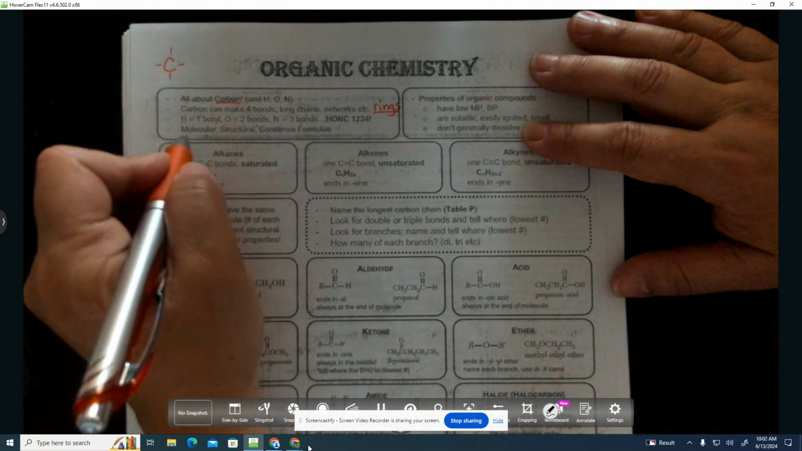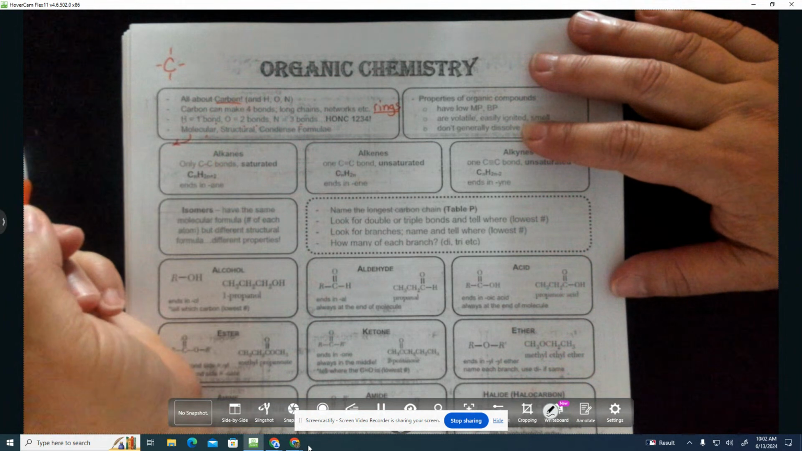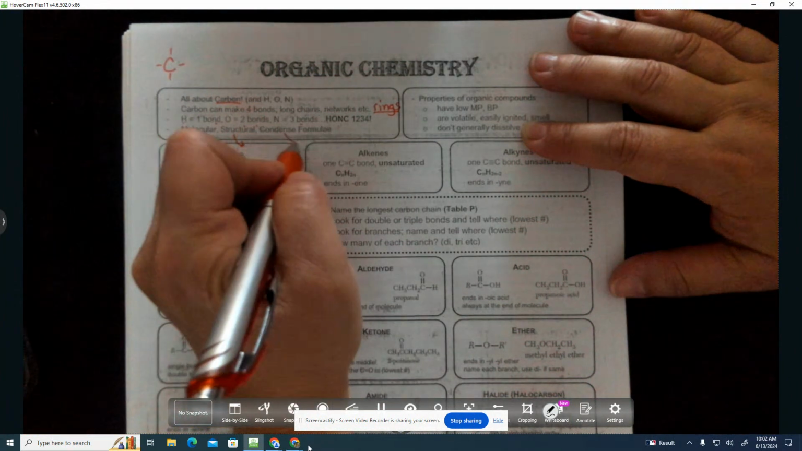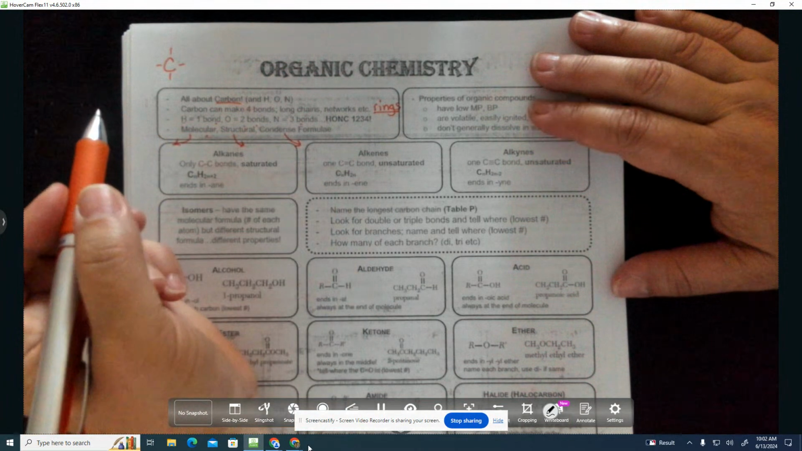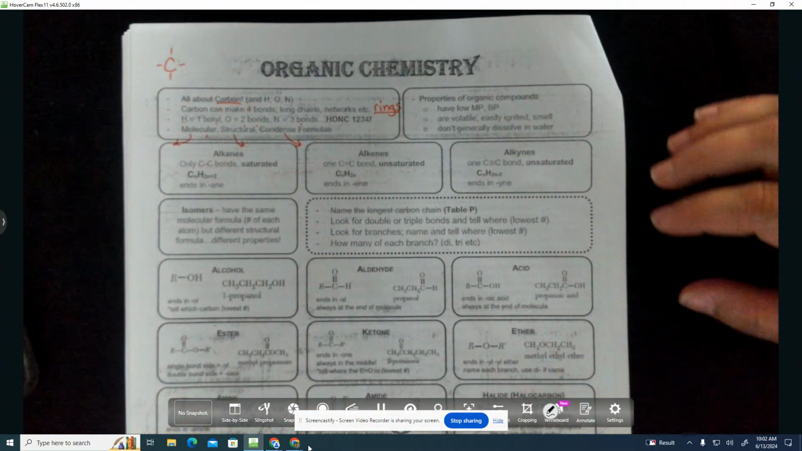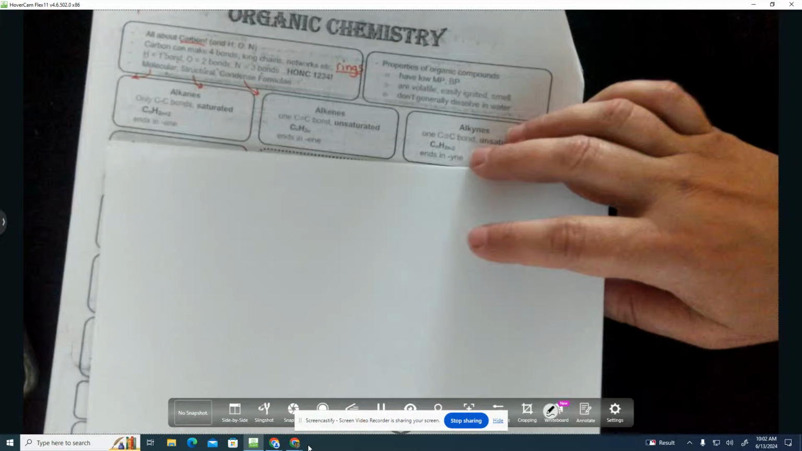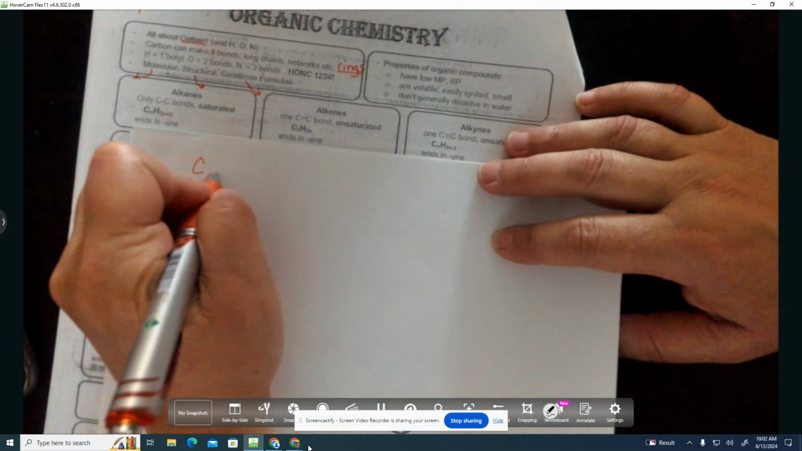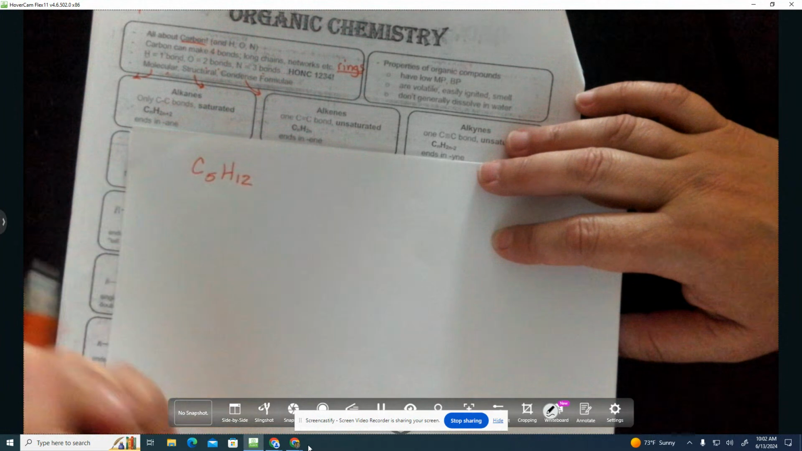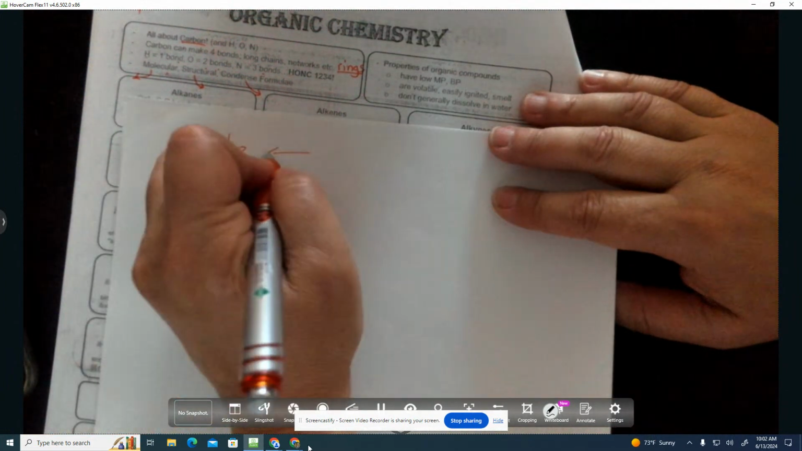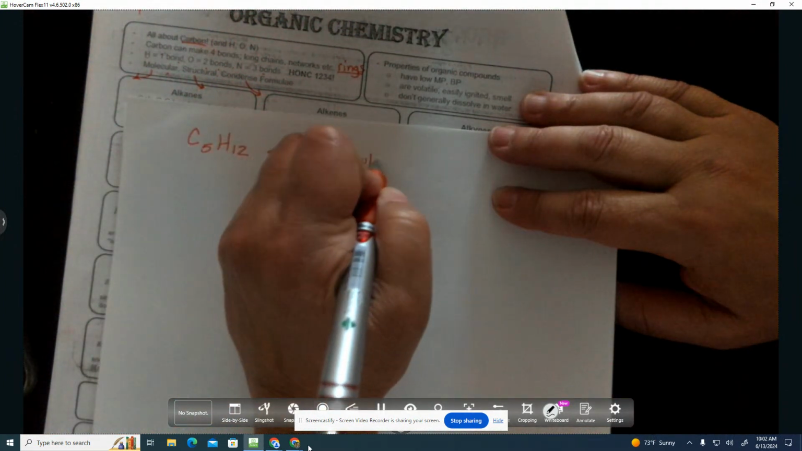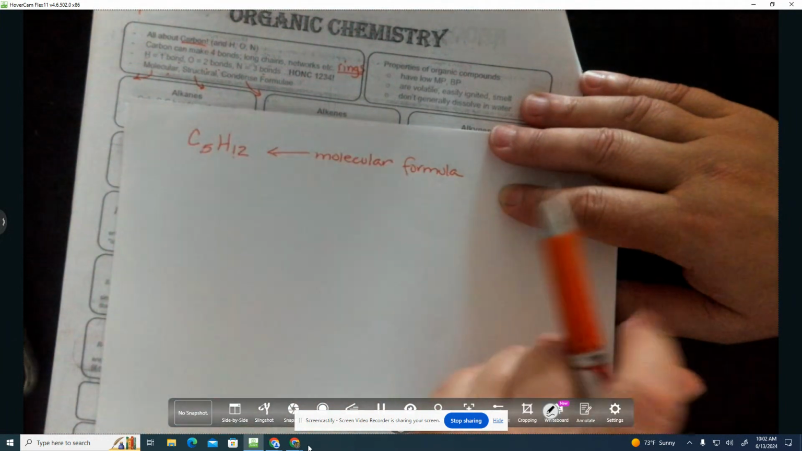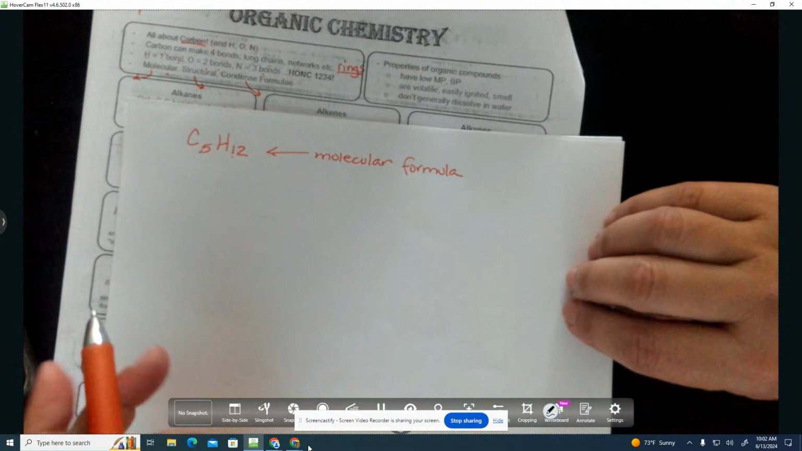Molecular formulas show the exact number of atoms. Structural formulas show what the structure looks like. Condensed structural formula just shows the structural formula squashed down so it's on one line. Let's show an example of that. Let's do C5H12. Okay, that's a molecular formula. So we know that it has 5 carbons and 12 hydrogens, but we have no idea what it looks like.